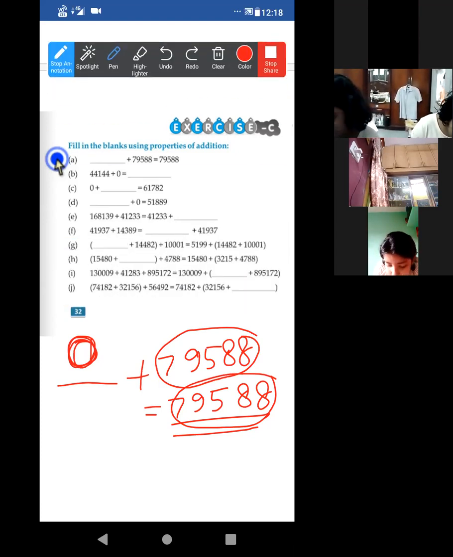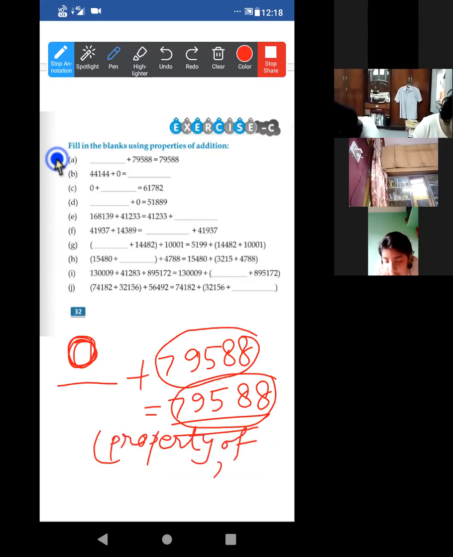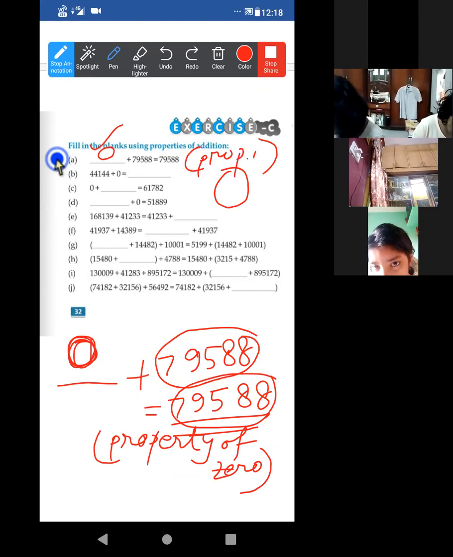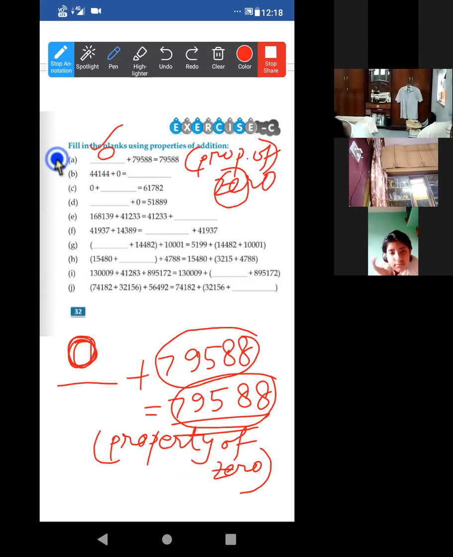In bracket, write it by pencil: property of 0. Property of 0, Z-E-R-O. Not just the digit 0. Here you will write 0, but when you write in the bracket, then write property of 0, Z-E-R-O. Done? First one, all of you done?